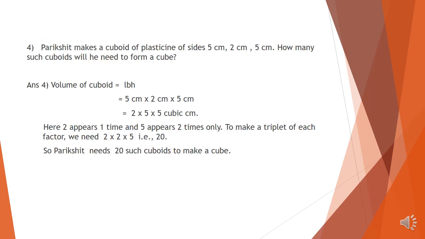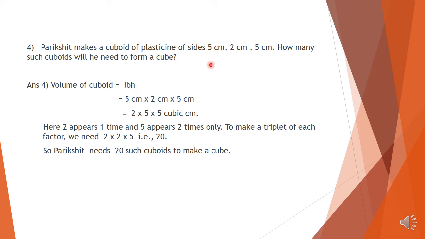Question number 4. Parikshit makes a cuboid of plasticine of sides 5 cm, 2 cm, 5 cm. How many such cuboids will he need to form a cube? Here children, we have to find the volume of the cuboid. Volume of the cuboid is equal to L times B times H. L stands for length, B stands for breadth, and H is height.